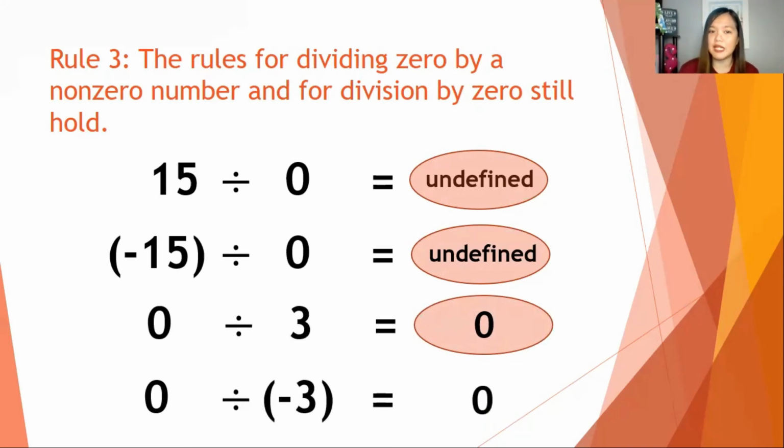Take note of the difference. If your divisor is 0, then it will be undefined. But if your 0 is your dividend, your answer or your quotient is 0.